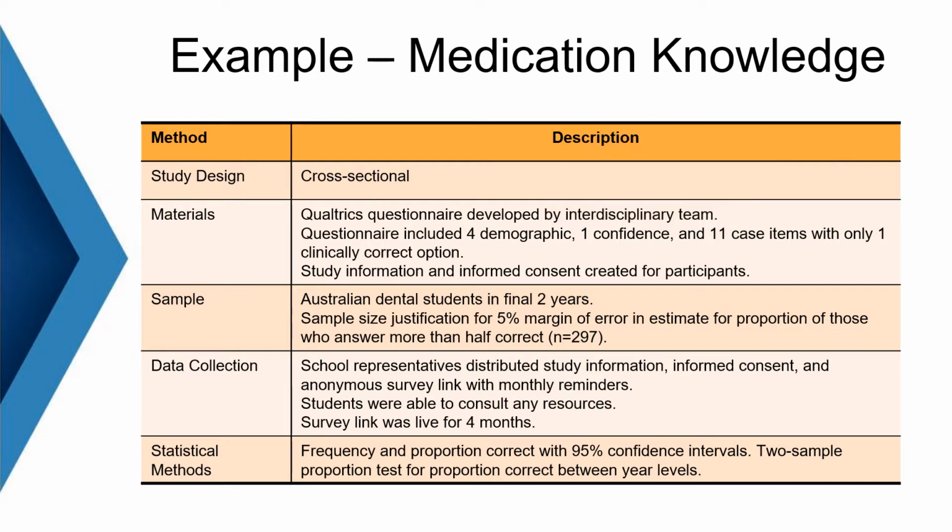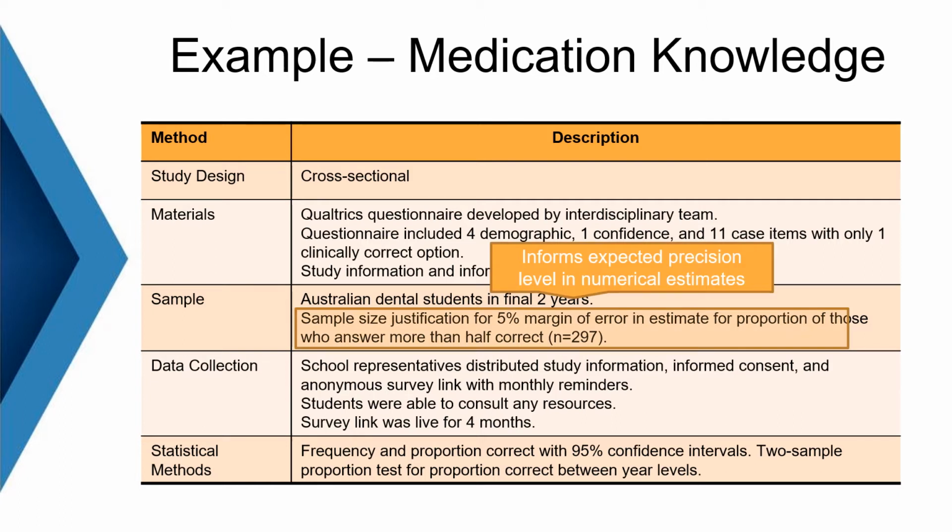The sample consisted of dental students in their final 2 years across 9 Australian dental schools. In the paper, they said 297 responses from both years were required to have a 5% margin of error, but didn't actually specify the estimate they were targeting with that level of precision. Based on the results, I think they were basing it on the estimate for proportion of those who answer more than half of those 11 case items correct. Providing this justification informs the expected precision level in numerical estimates.